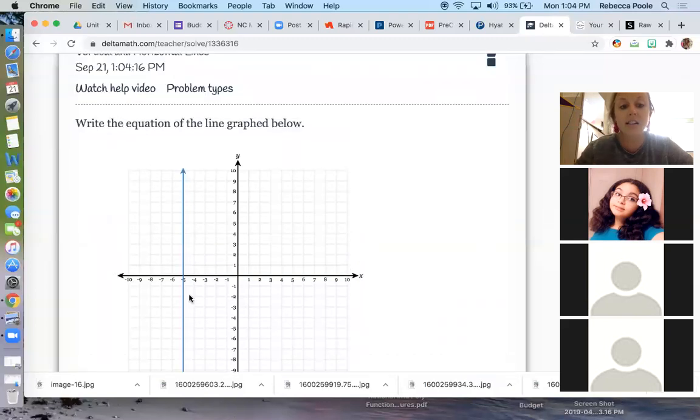What axis does this line touch? X. Why did y'all put Y on the quiz?